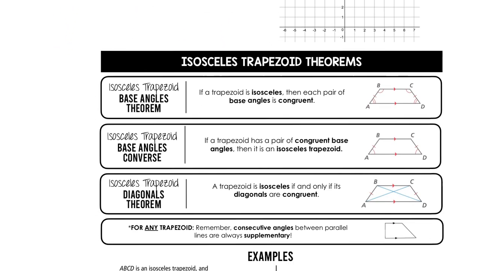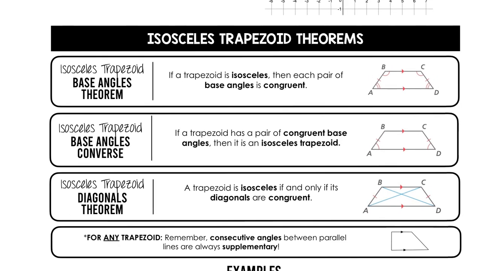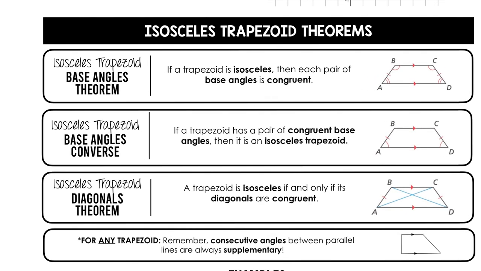Okay, some theorems. The first one is the base angles theorem. If a trapezoid is isosceles, then each pair of base angles is congruent. So like in this trapezoid, A and D are congruent. That's one pair of base angles. And then the other pair of base angles is B and C. Remember the bases are the parallel sides, so the angles attached to those, the angle pairs, are going to be congruent.